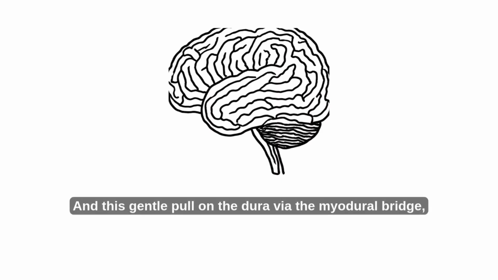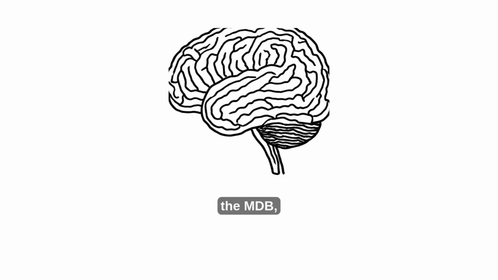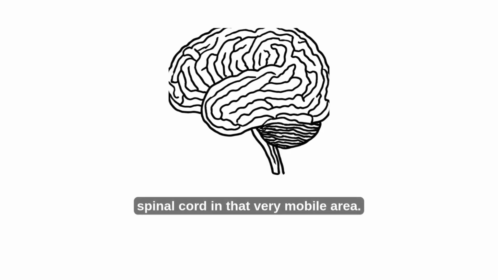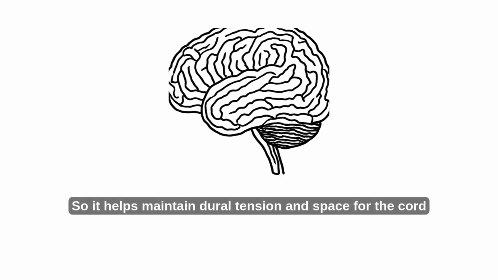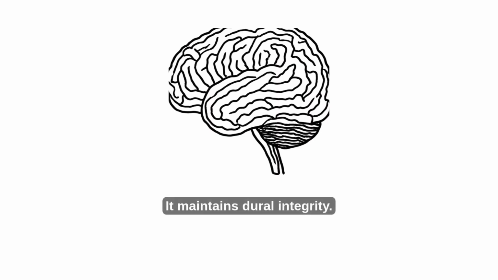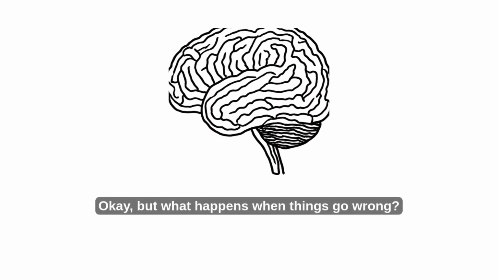And this gentle pull on the dura, via the myodural bridge, the MDB, might help prevent the dura from folding or buckling inwards. Dural infolding could potentially put pressure on the spinal cord in that very mobile area. So it helps maintain dural tension and space for the cord during movement. That seems to be the most plausible function. It maintains dural integrity.